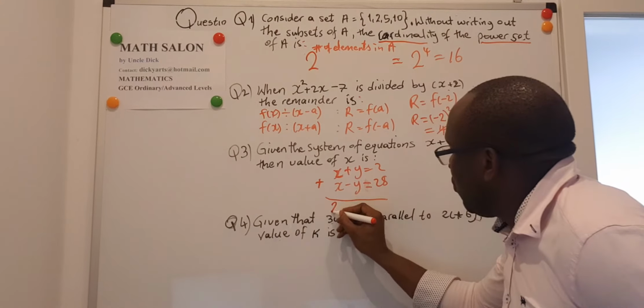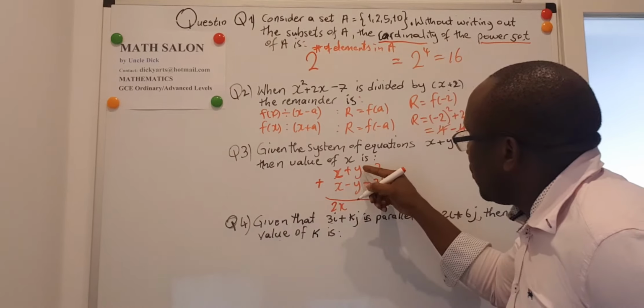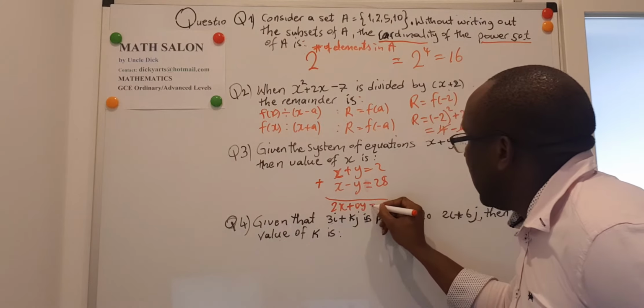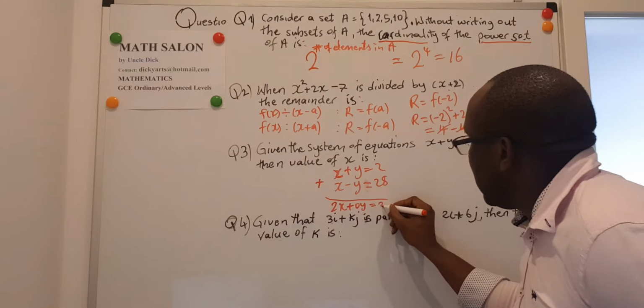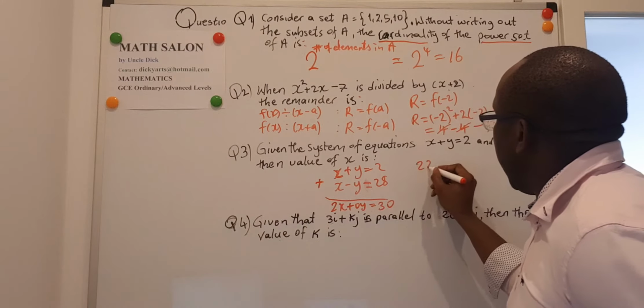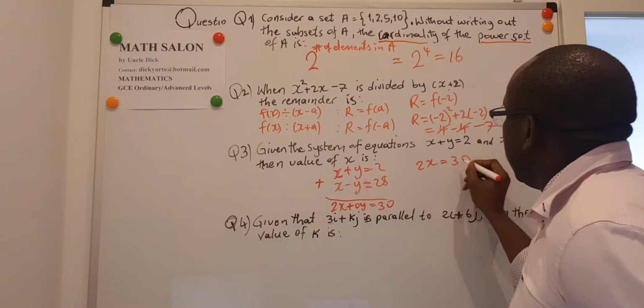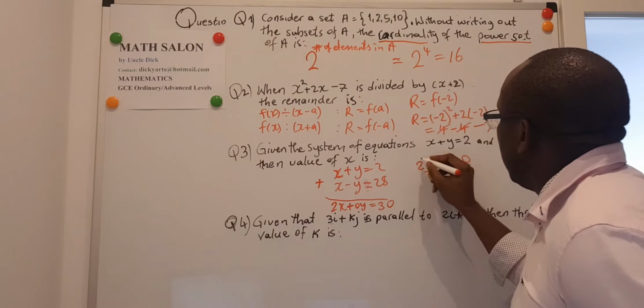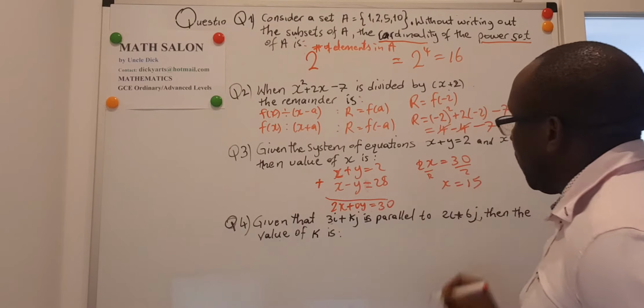x plus x will be 2x. Plus y minus y will disappear, so we get plus 0y. And that's equal to 2 plus 28, which is 30. That means 2x is equal to 30. If I divide both sides by 2, x will be equal to 15.